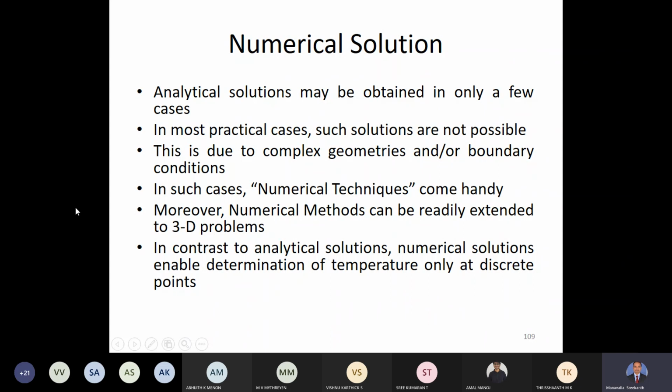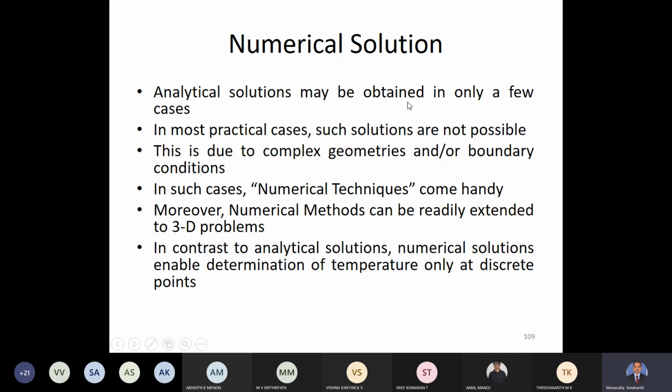Analytical solutions may be obtained only in a few cases. What cases? Where the calculus is available for us to solve. So that can be limited. You may not be able to apply these analytical methods to solve a problem that may arise in future. There is no guarantee. It depends on how simple that problem is. So a solution is not guaranteed by analytical methods, and only limited cases can be solved. In most practical cases, such solutions are not possible.